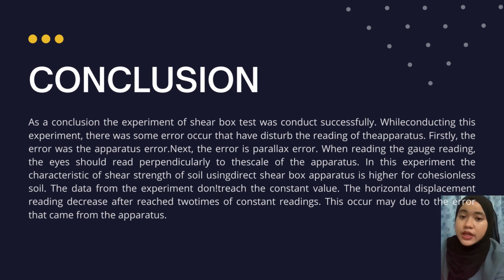In this experiment, the characteristics of shear strength of soil using direct shear box apparatus is higher for the soil tested. The data from the experiment did not reach the constant value. The horizontal displacement reading decreased after reaching two times the constant reading. This may occur due to the error that stems from the apparatus.